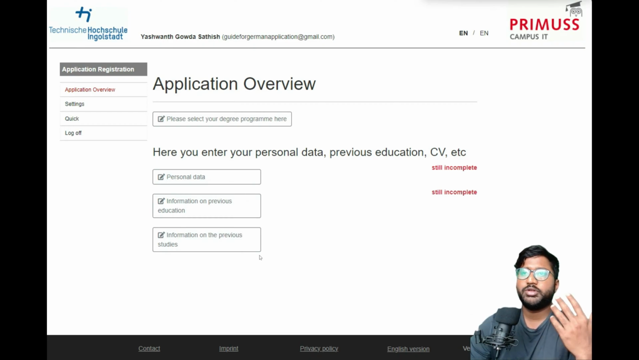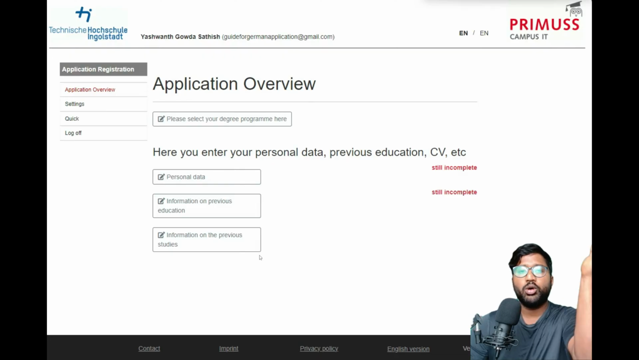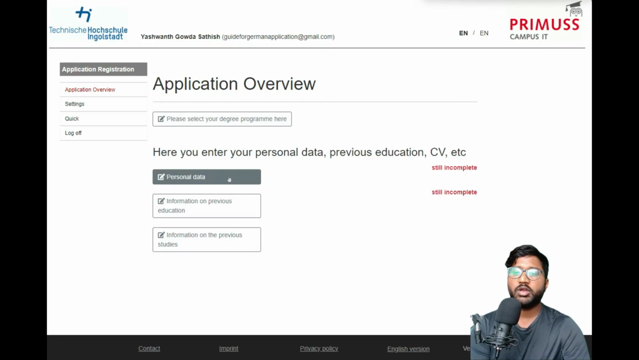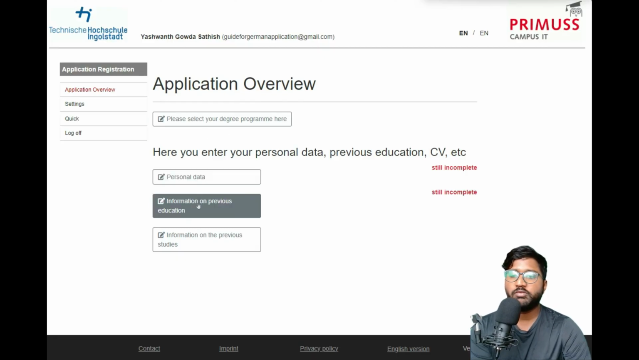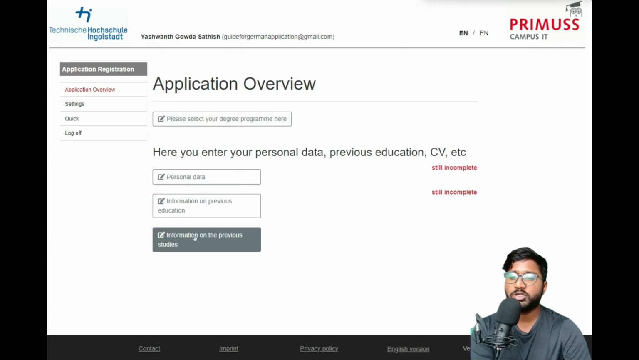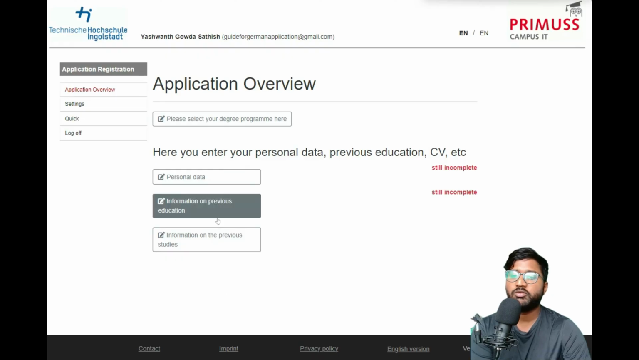Every university, every application procedure is different from one another, but all together, if you consider, the things that you're going to give are always the same. You just have to make sure where you're giving what. That's it. Here they have made it in a different way where you will fill personal details here, information of previous education here, please select your degree program here, and information of previous studies. So here you will have 3 or 4 where you can fill again bachelor's, PUC, 10th, things like that.